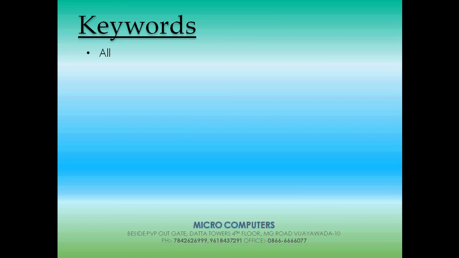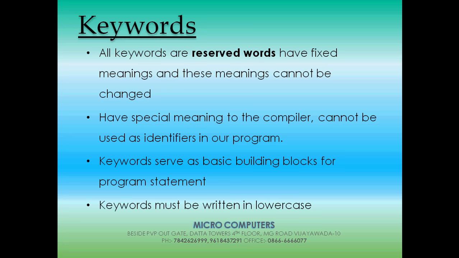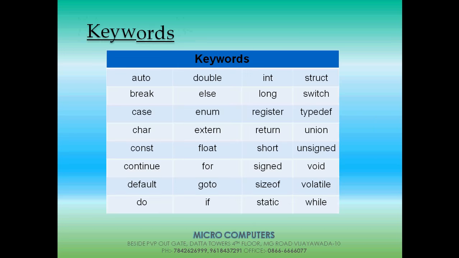Keywords. There are 32 keywords in C. Keywords are reserved words. They have fixed meaning. You cannot use them as a variable name, constant name, etc. Each keyword has a special meaning and they should be written only in lower case. These are the 32 keywords in the C language that are used in a program. These keywords serve as the basic building blocks for a program statement.